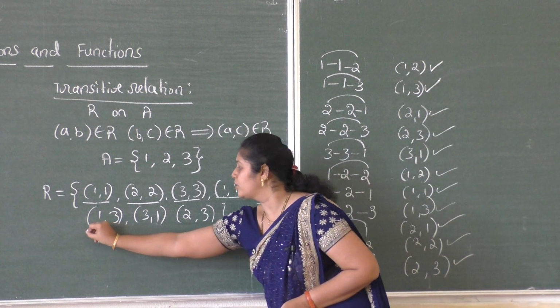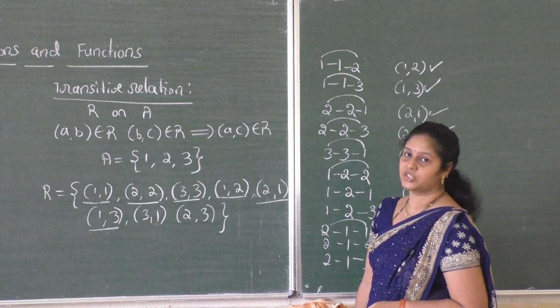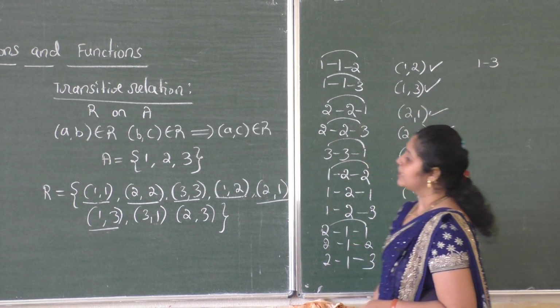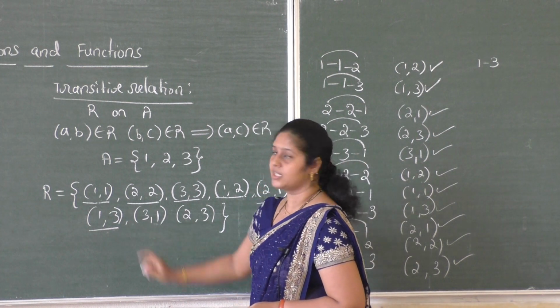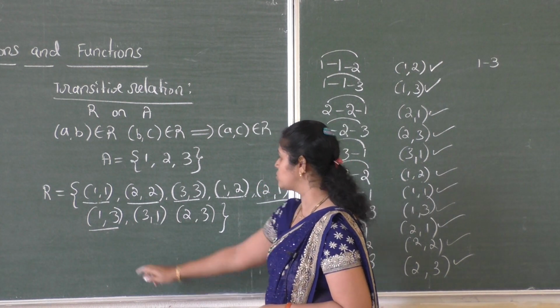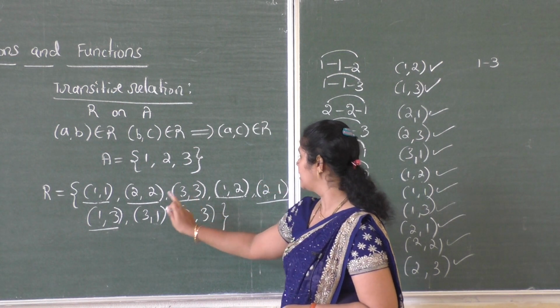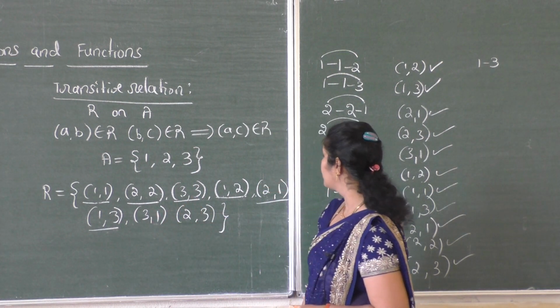Okay, now you can check for (1,3), that is 1 goes to 3. Then the ordered pairs starting with 3 you have to search. So (1,3), then you can select (3,3) and (3,1).